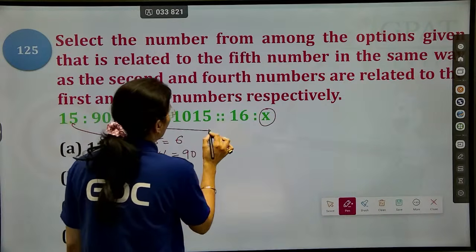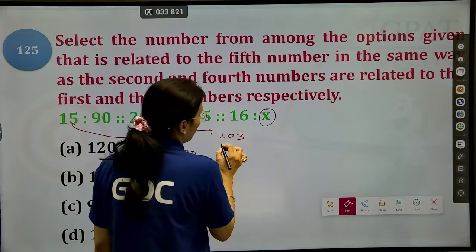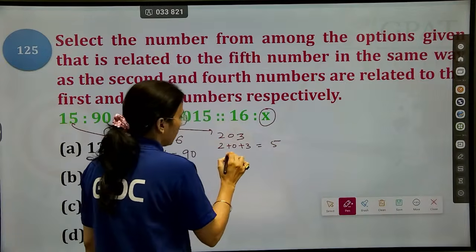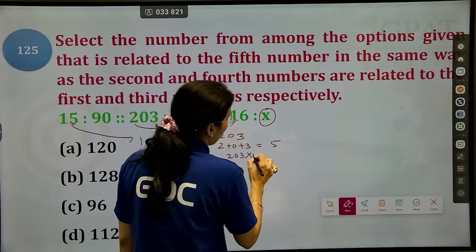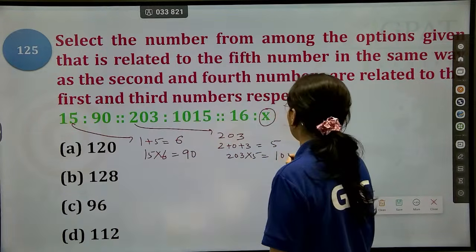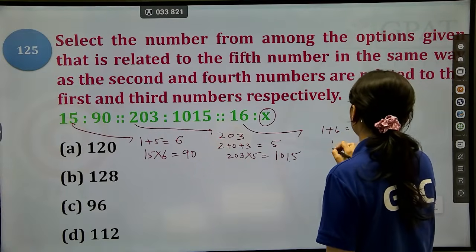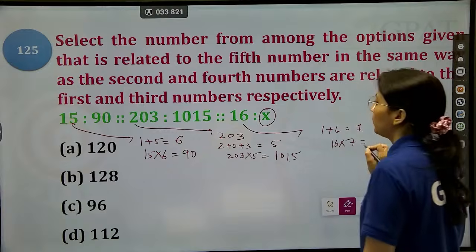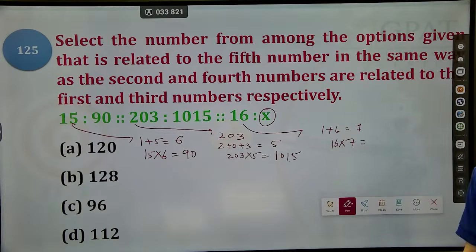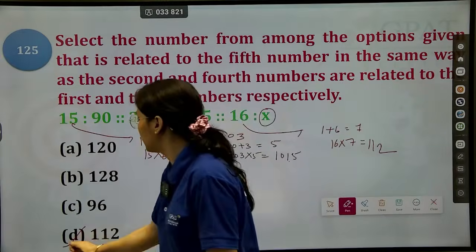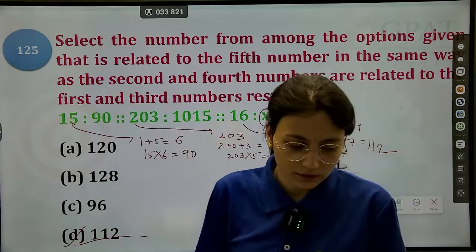Similarly for 203 you have given, so 2 plus 0 plus 3 is what, that is 5. So 203 multiply 5 is 1015. Similarly 1 plus 6 is equal to 7, so 16 multiply 7 you get your answer, that is 112. So option number D is correct.